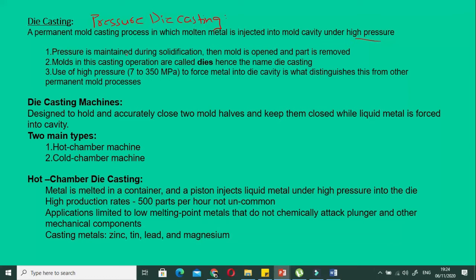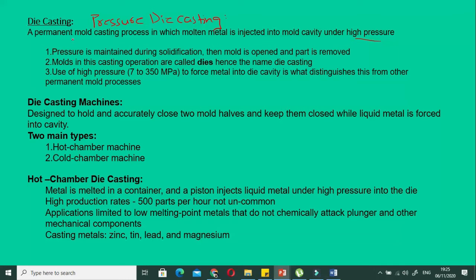What we do, we maintain the pressure during solidification. So we don't just squeeze the molten material into the mold cavity. We also maintain that pressure until the part is solidified and we have achieved the final product, and the mold is opened and the part is removed. If we lose the pressure in between the solidification, there's a chance that there will be distortion in the material.